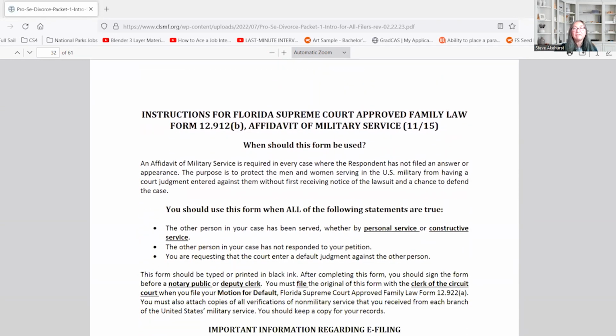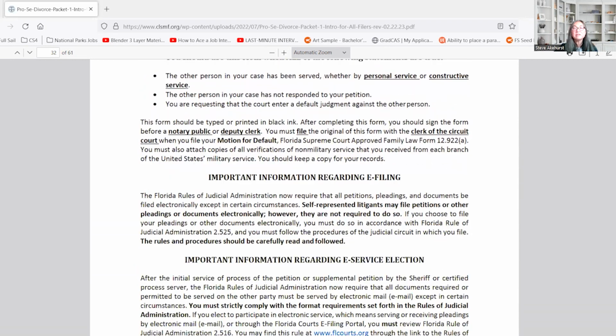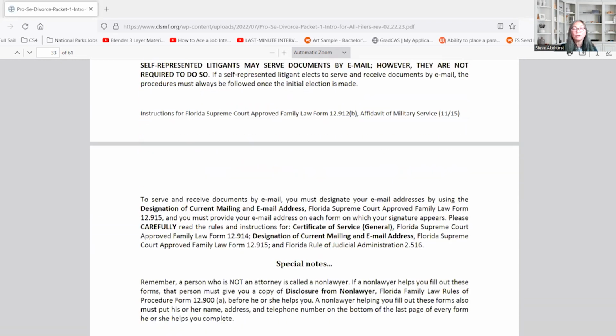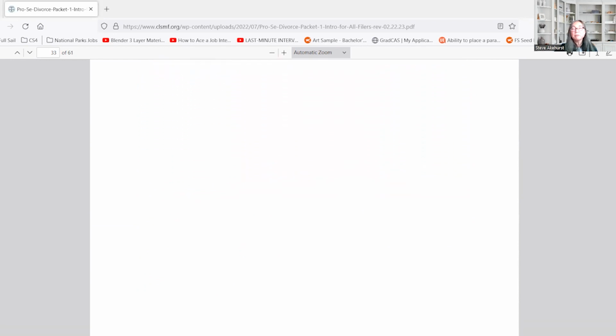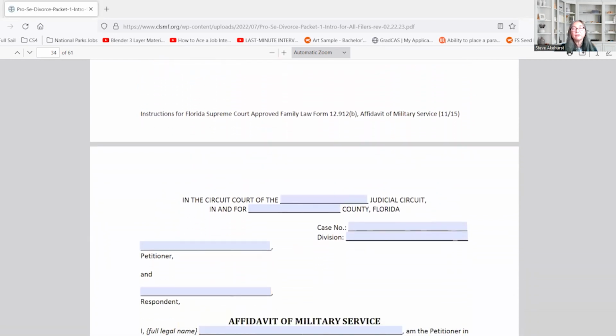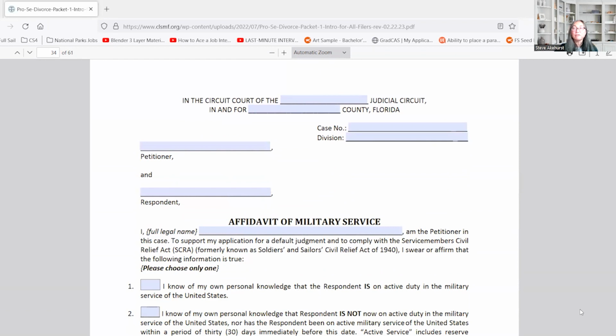Next form is the affidavit of military service. This form is important for people that have spouses in the military, or you yourself if you're in the military. It provides notice to the courts because under the federal statute, if you're in the active duty military, you have some protections. One such protection is that if any lawsuits are filed, they may be put on hold, or what we call a stay. However, you could waive that and say, I know I'm in the military, but I'm okay with going through with the lawsuit. But you have to let the court know whether anyone is in the military.